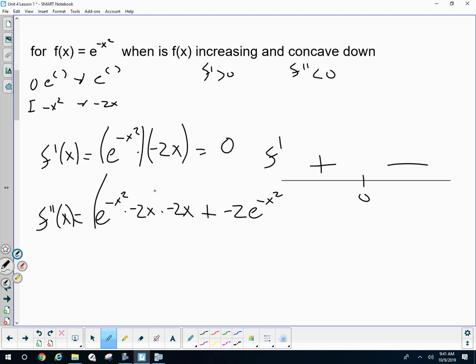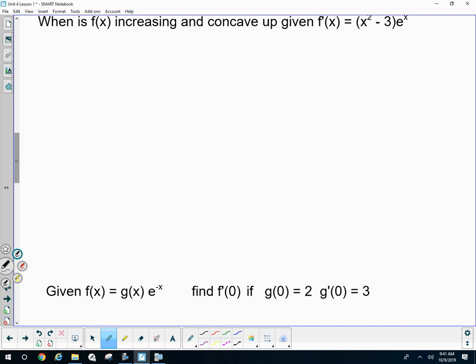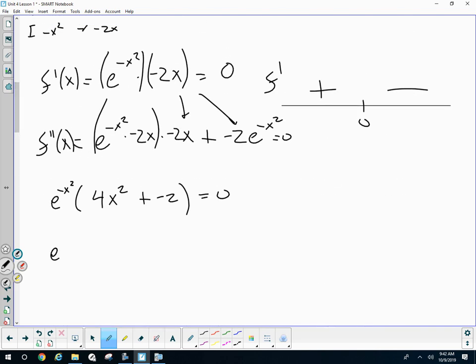So once again, this is the derivative of the first, this is the second, this is the derivative of the second times the first. To find when this is 0 or when this is undefined, pull out the e to the negative x squared. I have negative 2x times negative 2x, which is positive 4x squared, plus negative 2. I will set that equal to 0. I need to solve this. I can set up an equation, 4x squared plus negative 2 equals 0. Add 2, divide by 4, x squared is equal to a half, x is equal to plus or minus root 1/2.